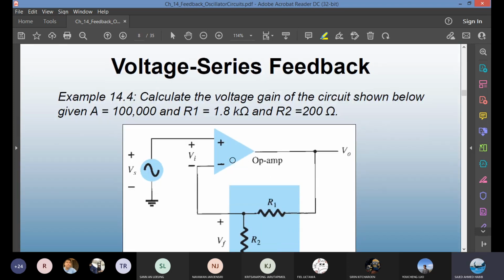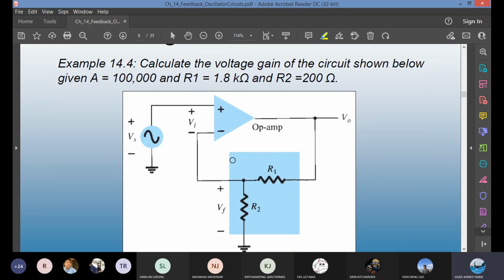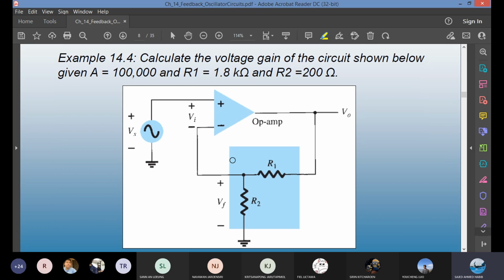Here's an example problem, also worked out in the book, but you can do it here.